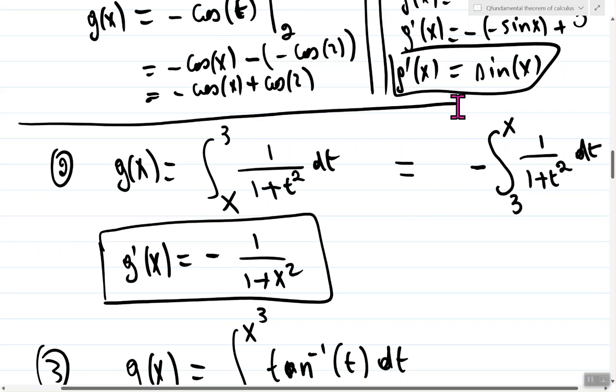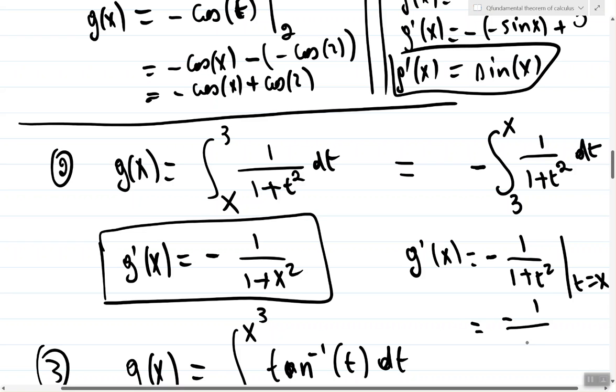So because of this, if you take its derivative, the fundamental theorem of calculus says that all you need to do is copy the integrand. You still have the minus sign here. You copy the integrand, and then you evaluate the integrand at t equals x. So your answer is going to be negative 1 over 1 plus x squared as the derivative. That's what the fundamental theorem of calculus is telling you in this case.